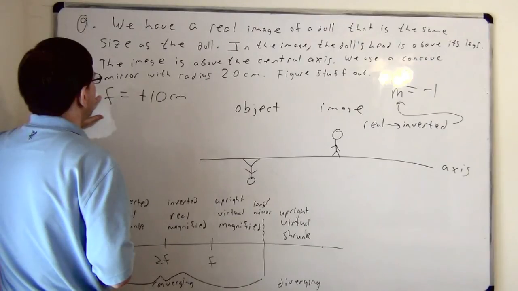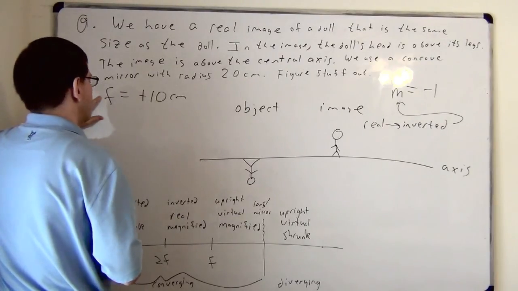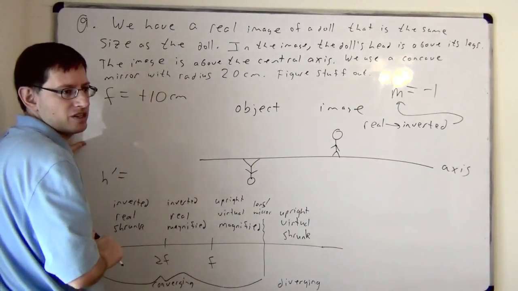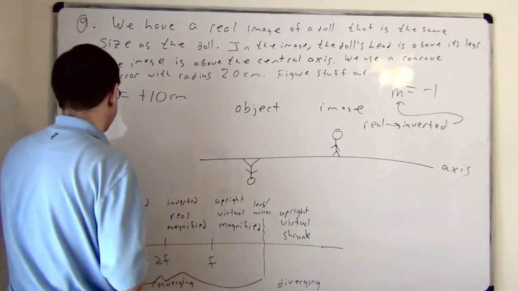H prime equals h. Actually, we don't know that. That's tricky. We don't know whether h prime is h or negative h. Okay, yeah. So that's probably something to stay away from.